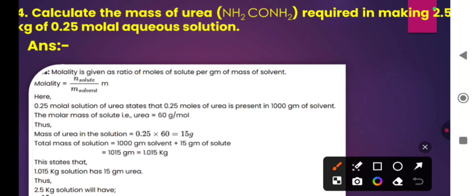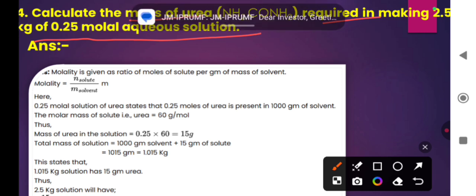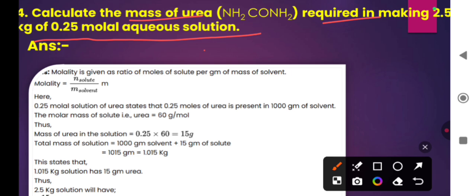Now the next numerical: calculate the mass of urea required in making 2.5 kilogram of 0.25 molal aqueous solution. Actually this question is a little difficult, but you can do it very easily. First you have to understand the statement, what it wants to ask, what this question is actually saying. 0.25 molal aqueous solution, what is the meaning of this? Actually the meaning is a 0.25 molal solution of urea, because urea is taken.